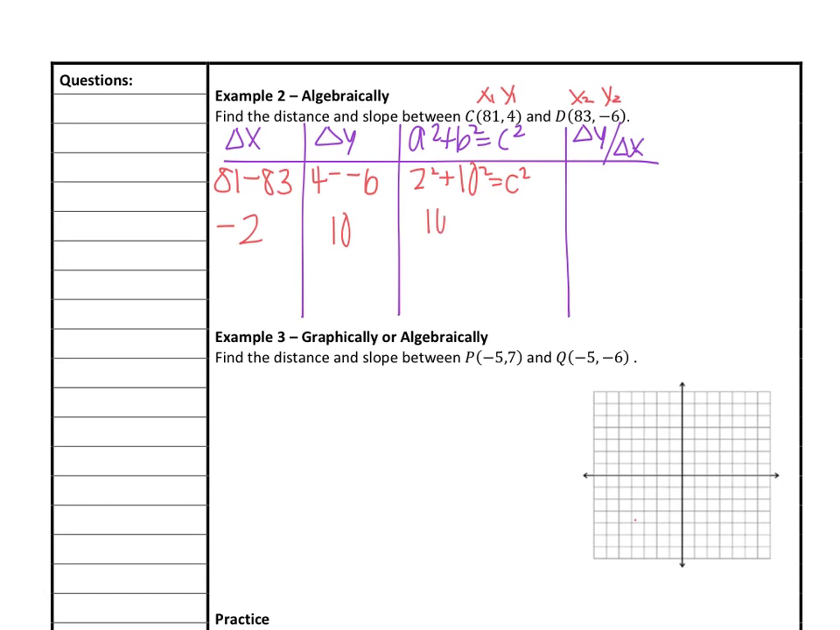You should end up with 104 equals c squared. We're going to square root both sides, and there is a perfect square that goes into 104, so we're going to break it down. If you forget your perfect squares, let's list them off to the side. 1, 2 times 2 is 4, 3 times 3 is 9, 4 times 4 is 16, 5 times 5 is 25, 6 times 6 is 36, 7 times 7 is 49, 8 times 8 is 64.